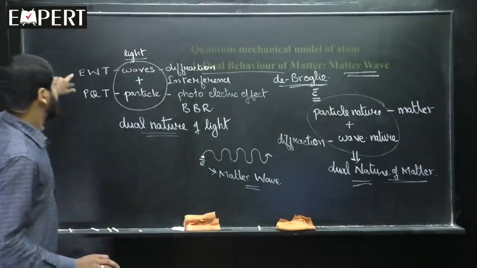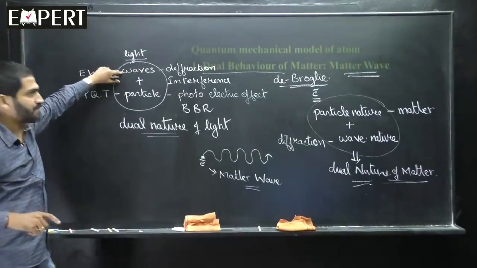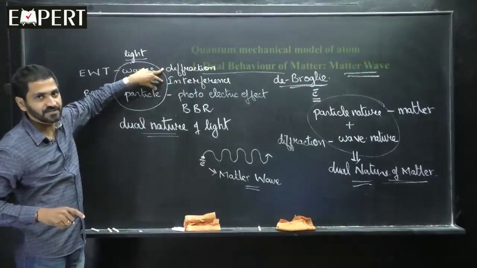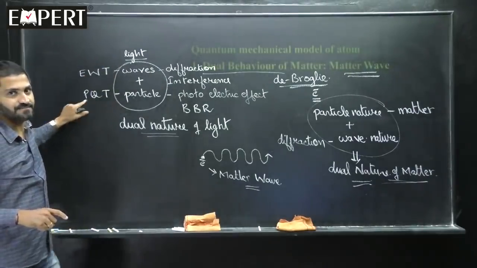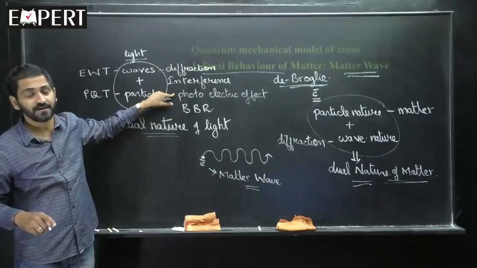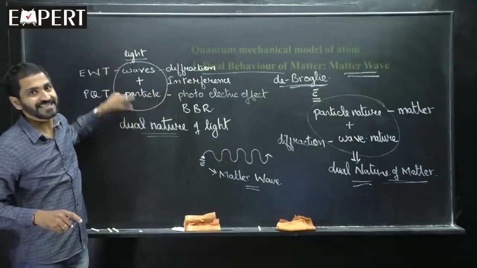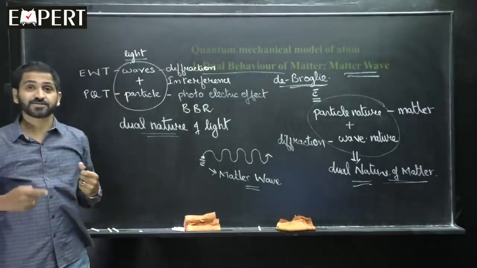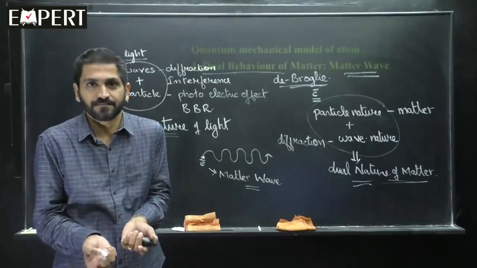So I repeat again, light was supposed to exhibit wave nature based on its diffraction and interference explained by electromagnetic wave theory. Planck's quantum theory said as light exhibits photoelectric effect, it should also have particle nature. Based on this, they said that light exhibits dual nature, that is particle nature and wave nature. So you can say light is a matter wave, correct.